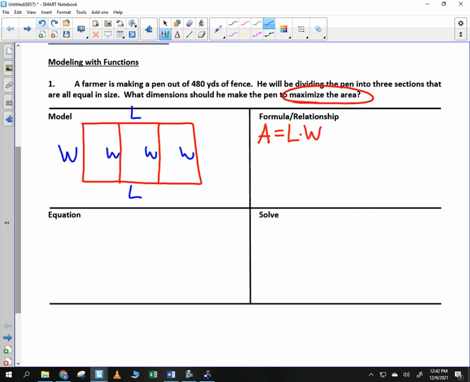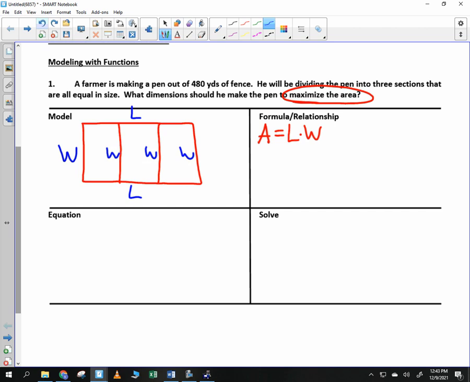Now, right now, I have a formula for area, but I have 2 variables. In calculus, we like to work with functions that are written with 1 variable. So what I want is to get rid of the L, or I'd like to get rid of the W. What that's going to require is another equation. Okay, so I like this guy. I'm going to use this guy, but to get rid of a variable, I've got to set up another equation.